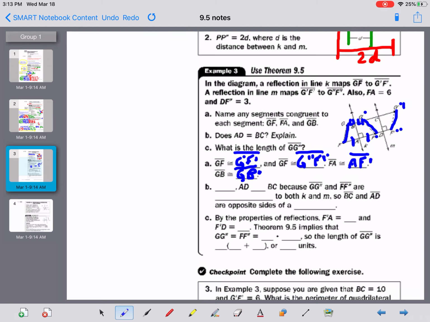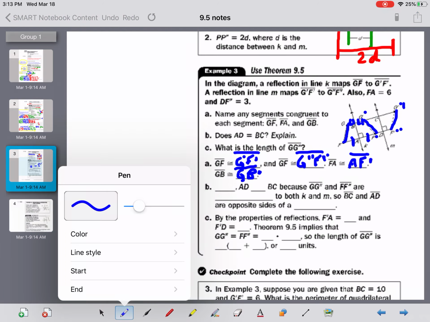All right, we're on to B. Does AD equal BC? So it's important first we notice what we're talking about here. So AD is this distance right here. My pen, get my stylus to work here.